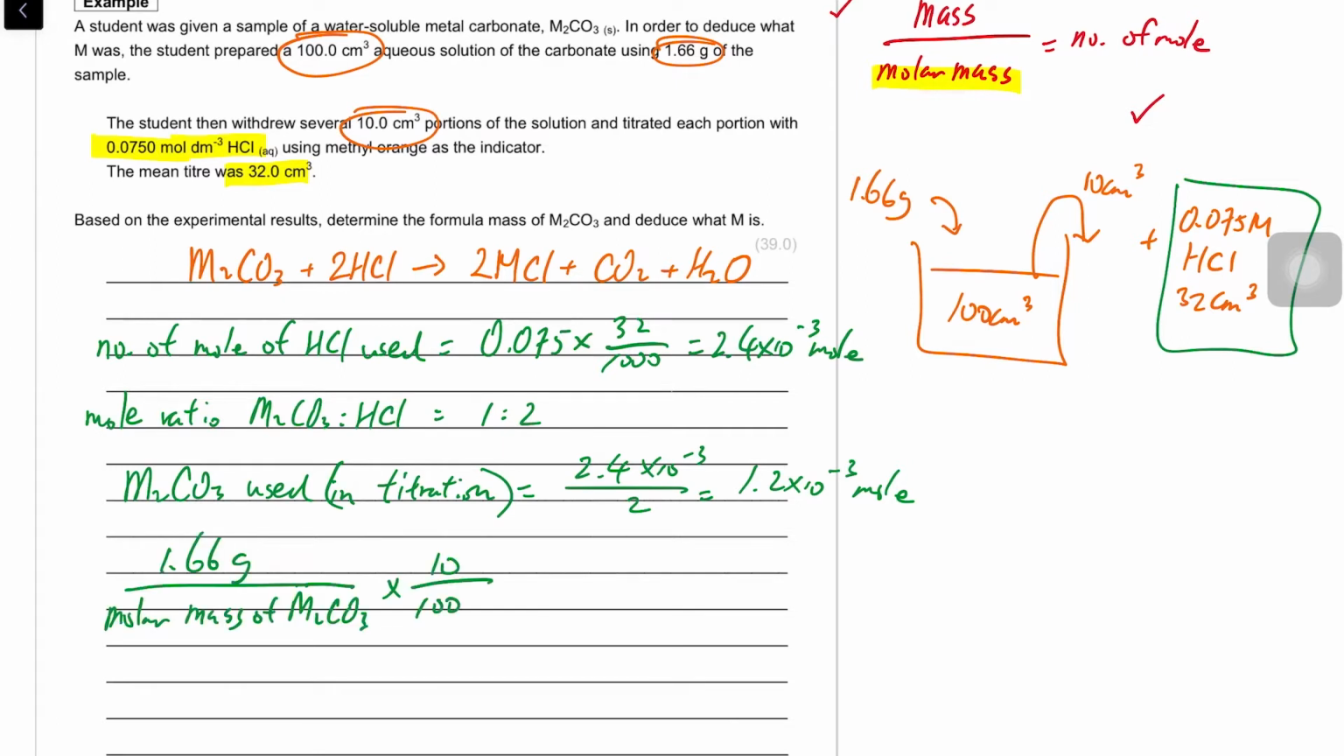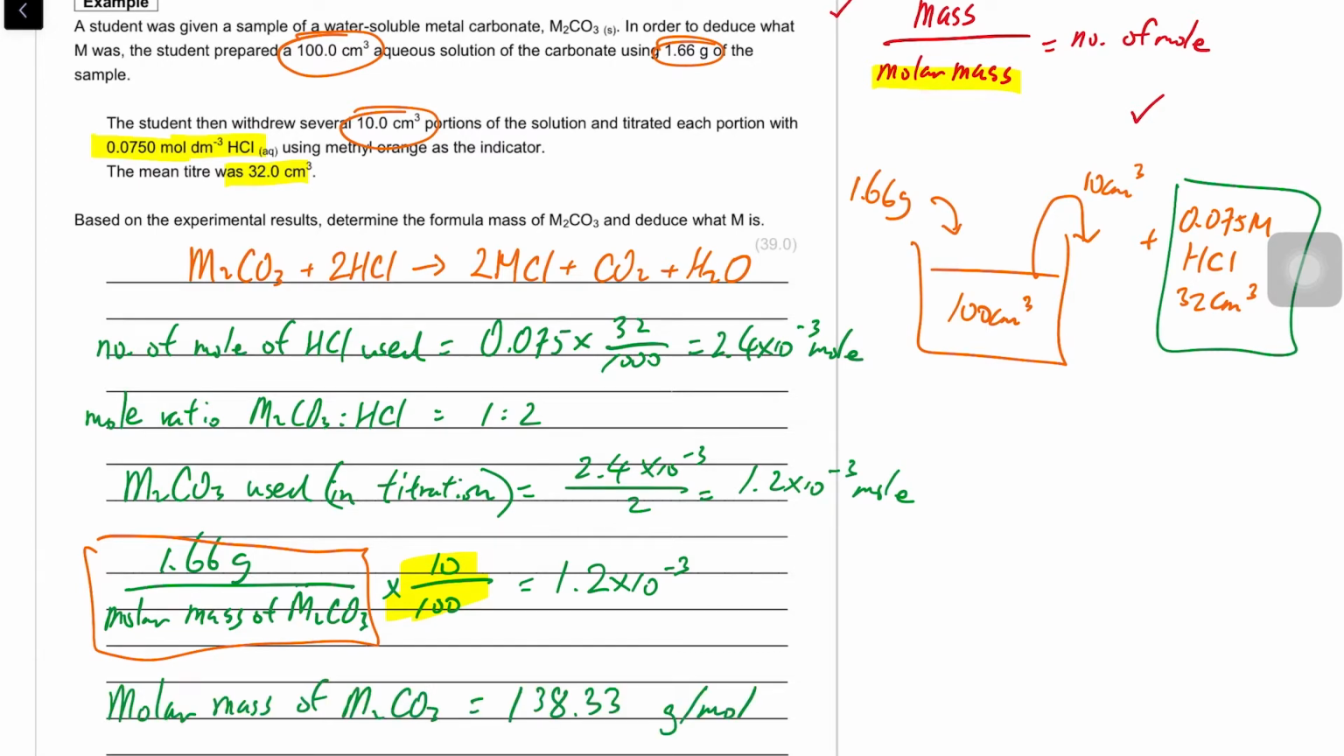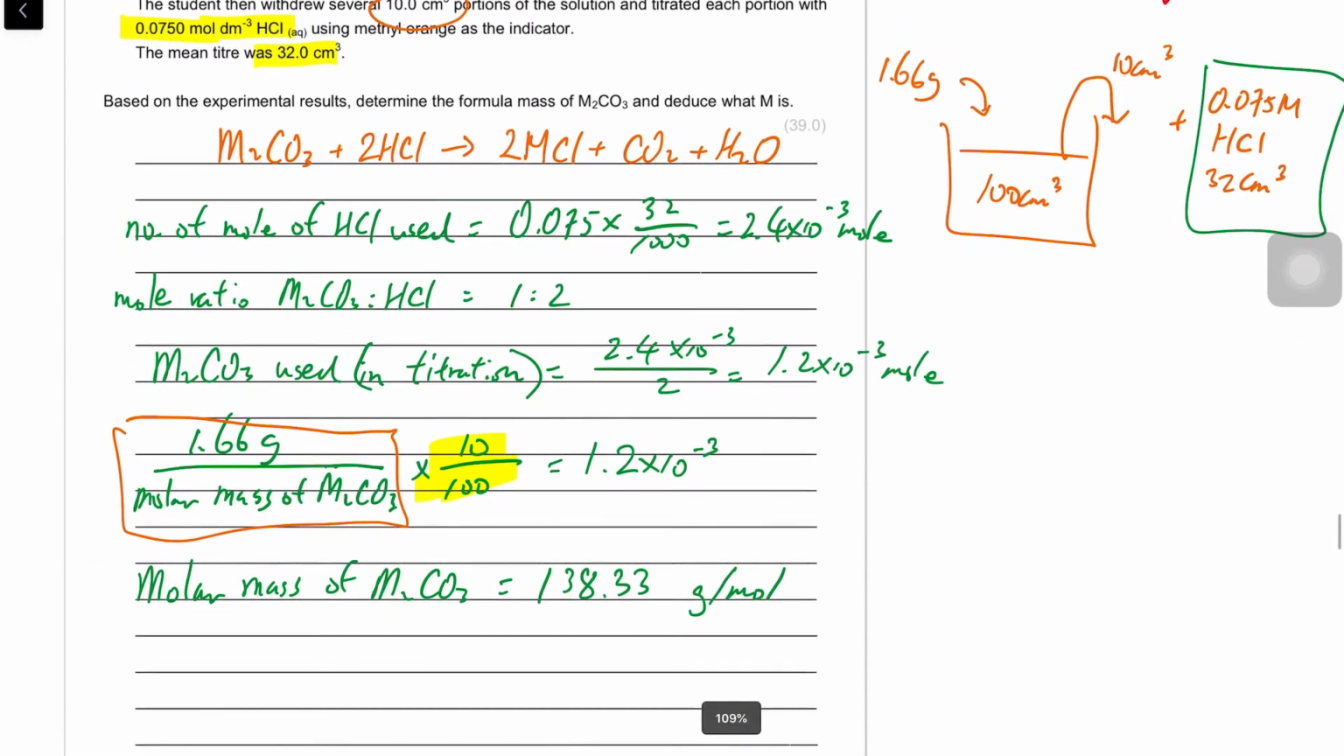And next is a bit complicated. We find the number of mole of carbonate, M2 carbonate used, and after calculation it should equal to the number of mole. Don't forget we have diluted our solution. So with further calculation, we get this one. It's a bit complicated. You need to solve the equation.